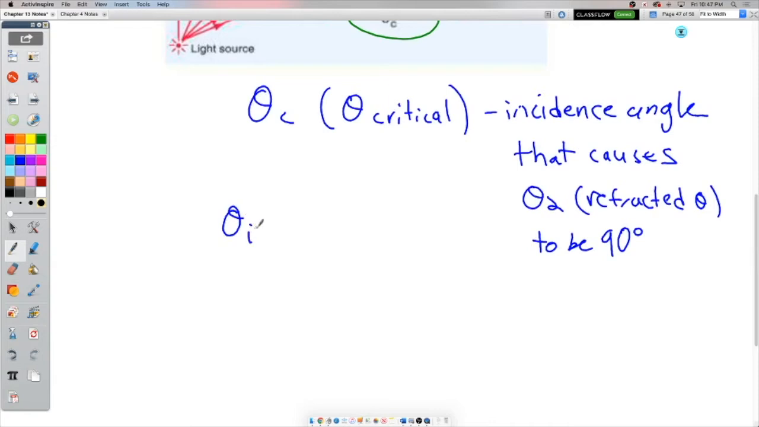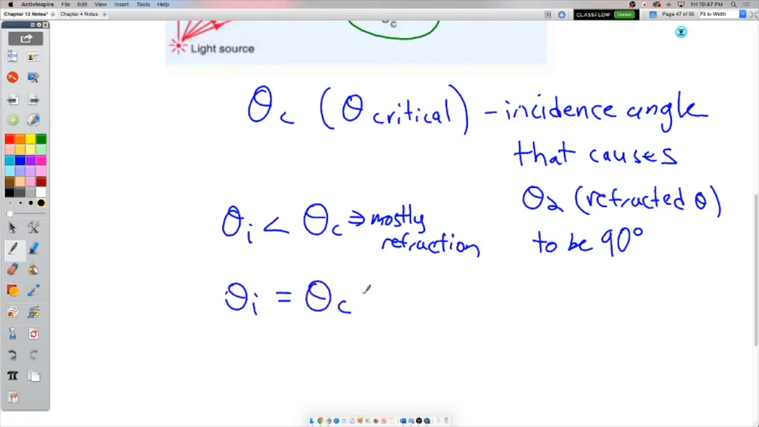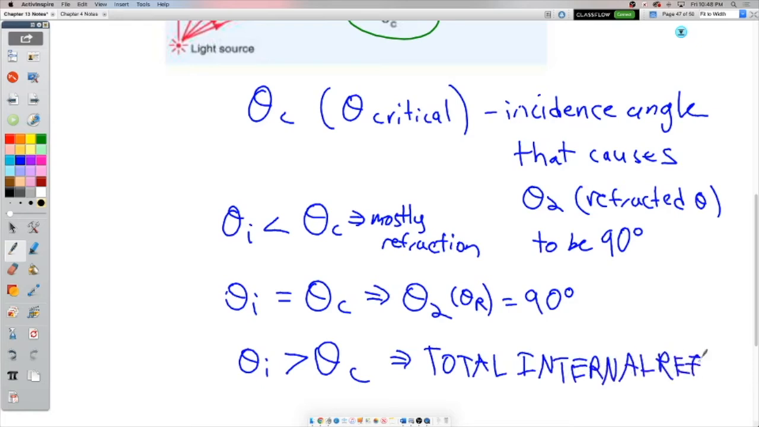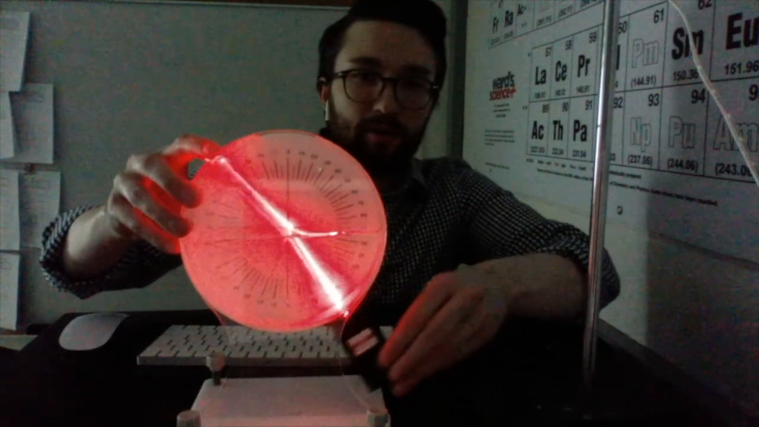So if the incident angle is less than the critical angle, you get mostly refraction. If the incident angle is equal to theta critical, you get that theta 2, or theta refraction, equals 90 degrees. And if the incident angle is greater than the critical angle, you get what's called total internal reflection, where nothing escapes that substance, that doesn't leave the water at all, it stays in there.